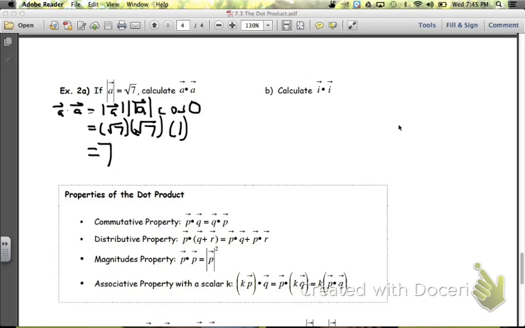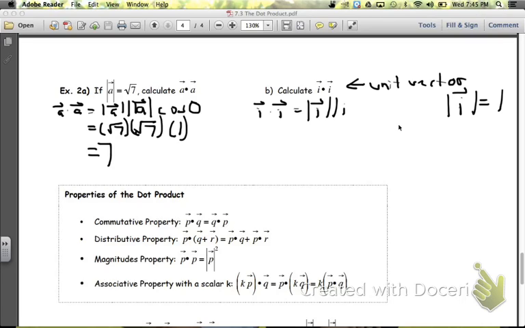In part B, we want to calculate the dot product between I and I. What is I? Recall here, I is just our unit vectors. The magnitude of the unit vector I is going to be 1. We know that. So let's look at the dot product between our unit vectors. We're looking at the magnitude of I times the magnitude of I cos 0, because it's the same vector. So this will be equal to 1 times 1 times 1, therefore it's equal to 1.